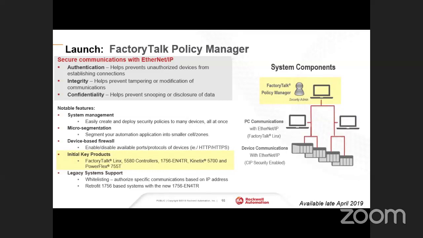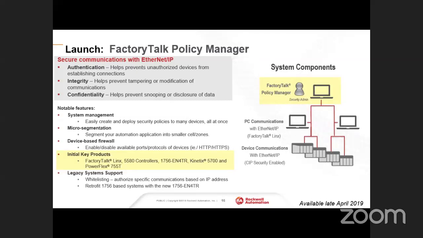So you need a couple things. You need somewhere to administer it, FactoryTalk Policy Manager. You also need devices that support the right level of secure communication. I have them highlighted here. So you need FactoryTalk Linx to pass the secure communications, and hardware that has secure ports on it: 5580 controllers, the EN4TR, the Kinetix 5700, and the PowerFlex 755T.